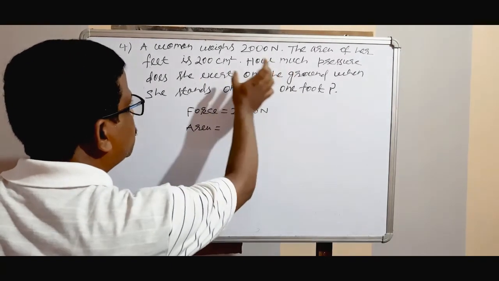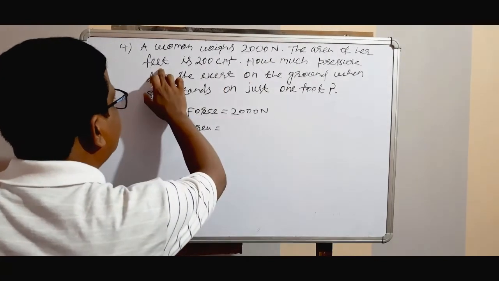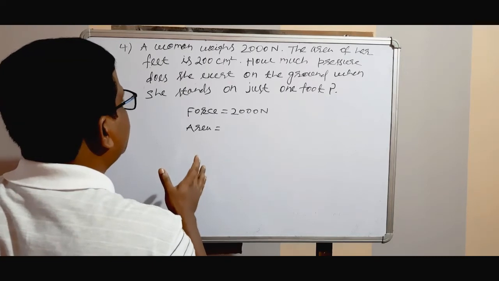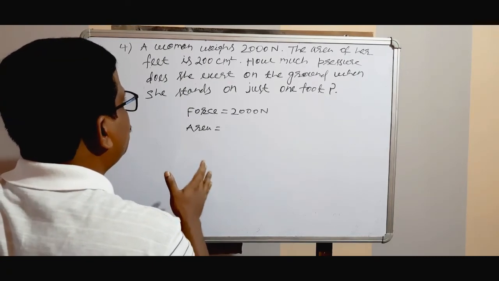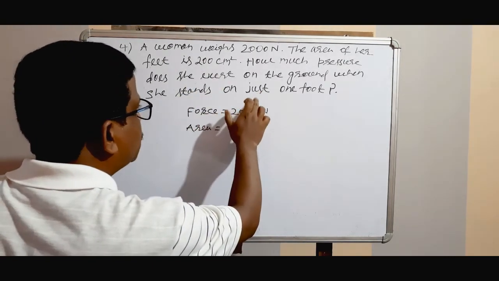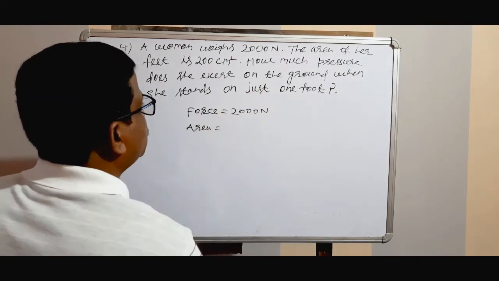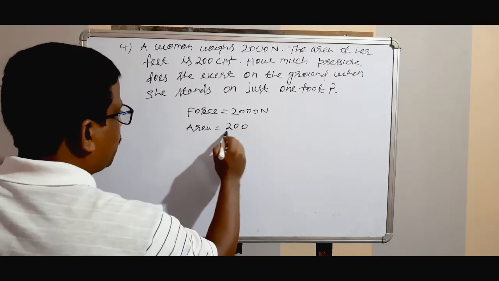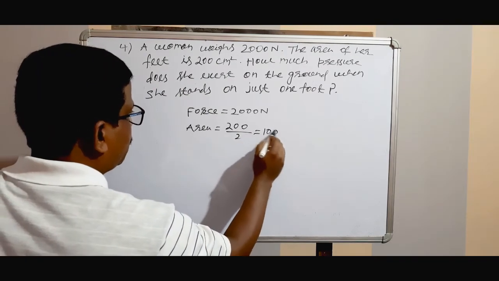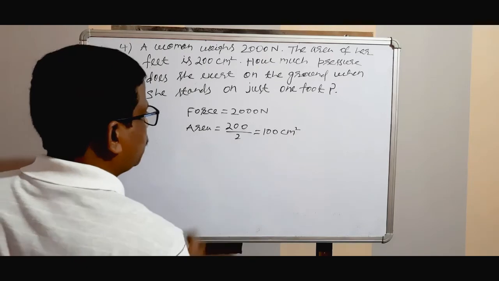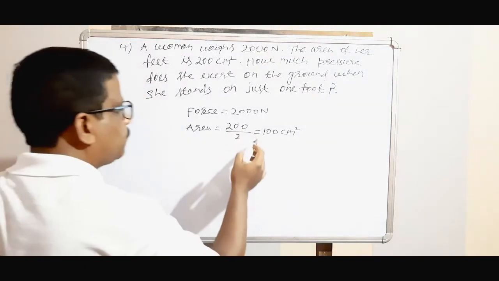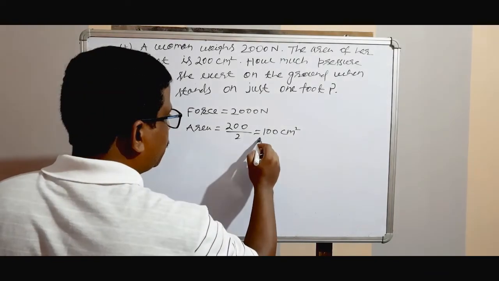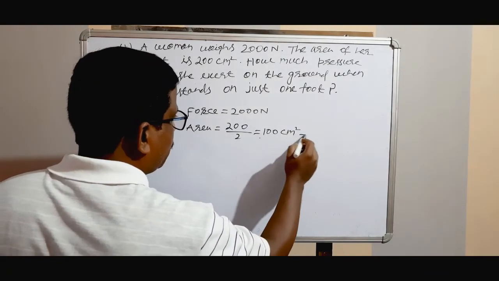Pressure she exerts on the ground when she stands on just 1 foot. Here see the question properly. The area of her feet is given, plural, which means 2 feet. That means the area of 2 feet is given. But the question asks about 1 foot. So the area is half, 200 by 2. It will be 100 centimeter square. I have told you always to bring the same unit form.